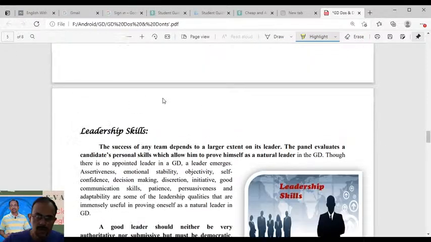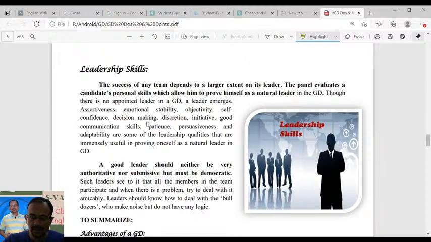Okay. Then leadership skill, right? A good leader should neither be very authoritative nor submissive, but must be democratic. Okay, that is what is important. Success of any team depends, to a great extent, on its leader. The panel evaluates a candidate's personal skills, which allow him to prove himself as a natural leader in the GD.